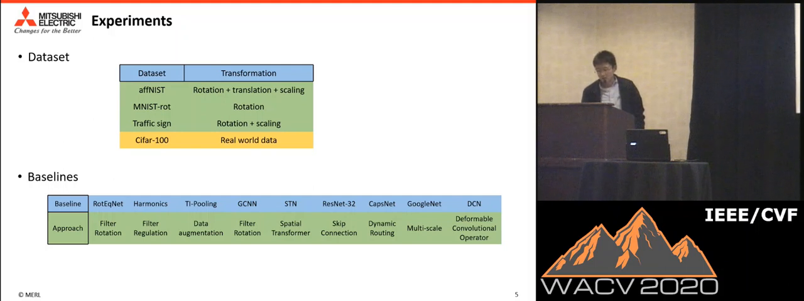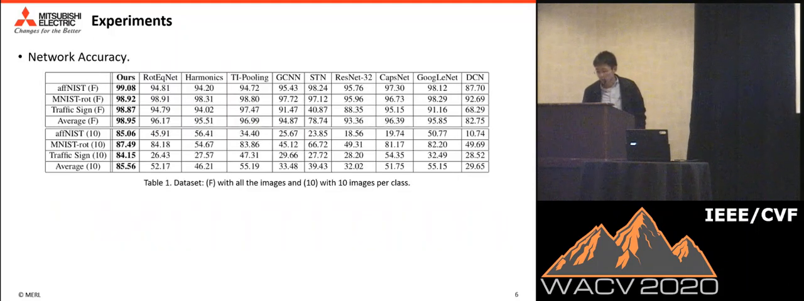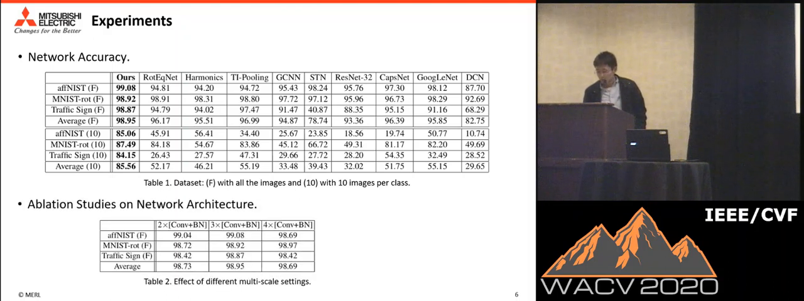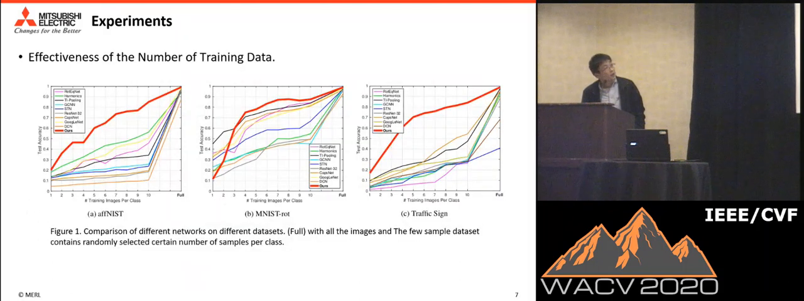We provide the comparisons across different models trained on different data sets. Our method achieves the best performance on both the full data set and the few-sample data set with just 10 images per class. The few-sample data set contains a randomly selected certain number of samples per class. And our model produces reasonably good performance while reducing the number of training samples, just as the solid right line shows in the figures.